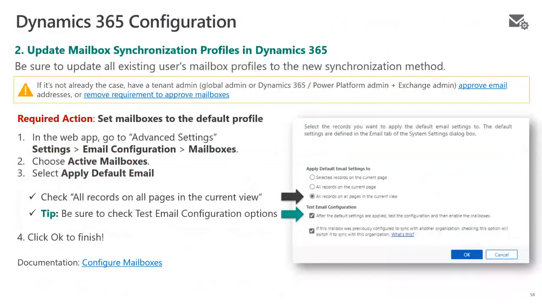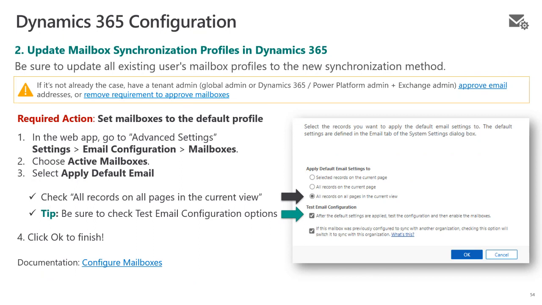You need to update the mailbox synchronization profiles in Dynamics 365. So you can do that in bulk for all of your users. So it can be a fairly straightforward action in your deployment. You just need to go to settings, email configuration, go to mailboxes and go to active mailboxes. And then you can select apply default email configuration.